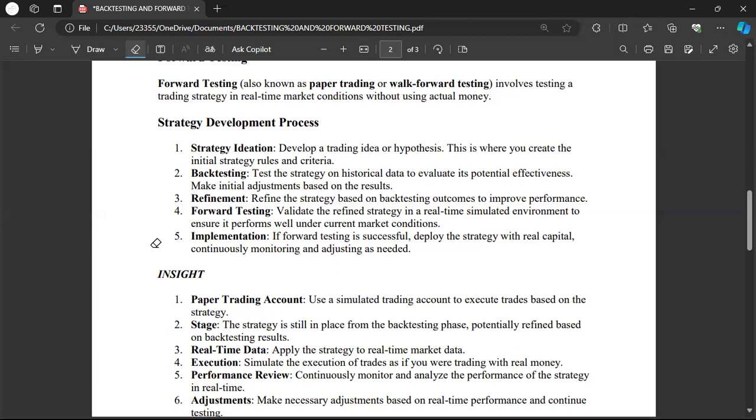Now, three, refinement. Refine the strategy based on back testing outcomes to improve performance. Four, the actual forward testing. Validate the refined strategy in a real-time simulated environment to ensure it performs well under current market conditions, right? So you have done the back testing where you were in control, moving screens here and there, setting your SL and TP, and within a few seconds you just drag and see the results. After that, you see that the strategy was very good. It performed well. Don't rush into trading it.